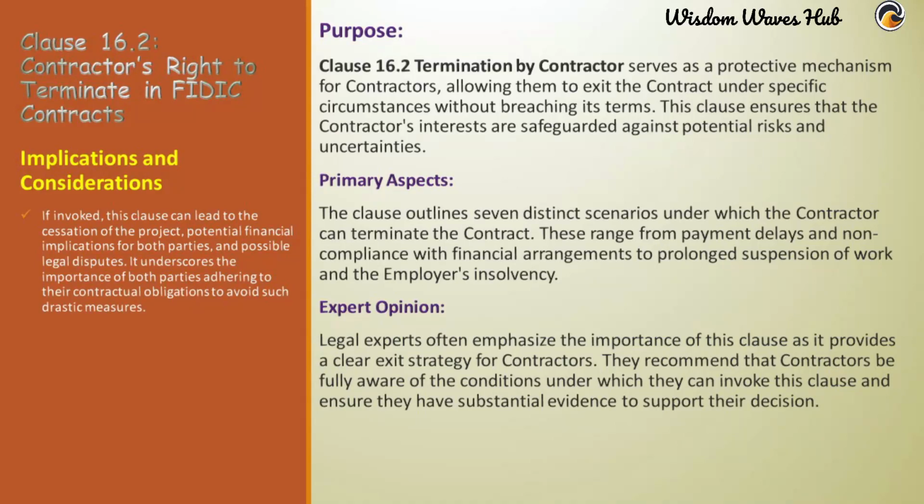Implications. If invoked, this clause can lead to the cessation of the project, potential financial implications for both parties, and possible legal disputes. It underscores the importance of both parties adhering to their contractual obligations to avoid such drastic measures. Primary aspects. The clause outlines 7 distinct scenarios under which the contractor can terminate the contract. These range from payment delays and non-compliance with financial arrangements to prolonged suspension of work and the employer's insolvency.